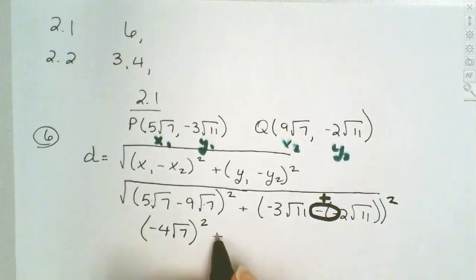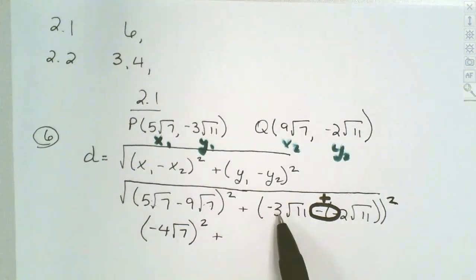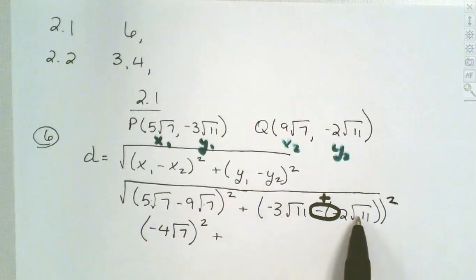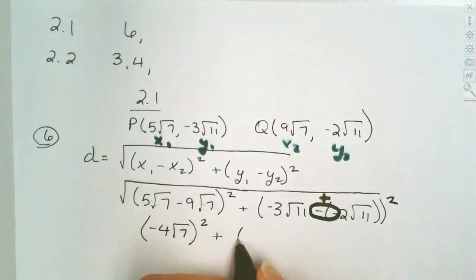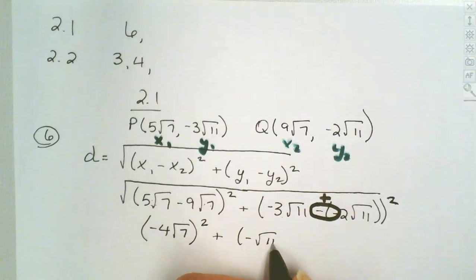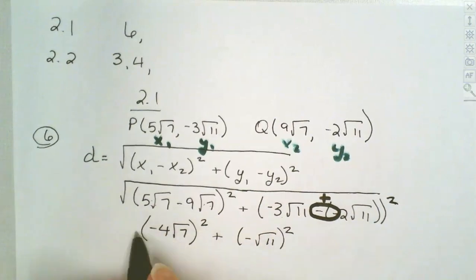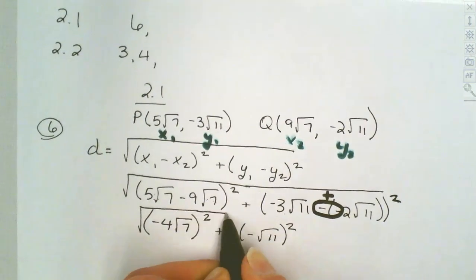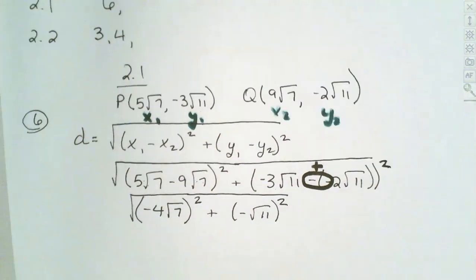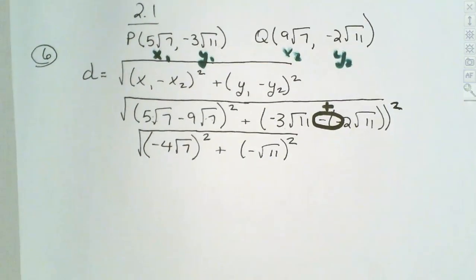And then what about the other one? Well, minus 3x plus 2x would make it a minus x. In this case, we have those square roots. So that would simply be the minus square root of 11 quantity squared, right? Okay. So what are we going to do next?